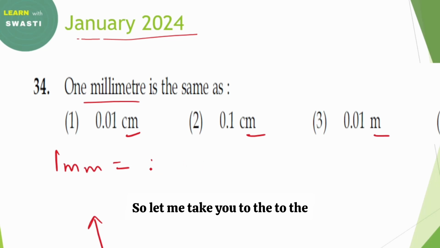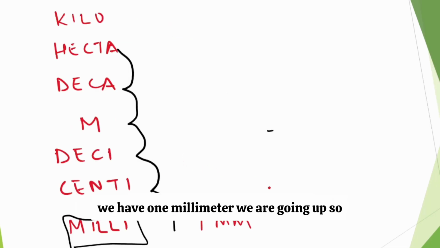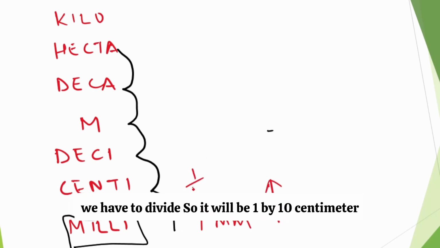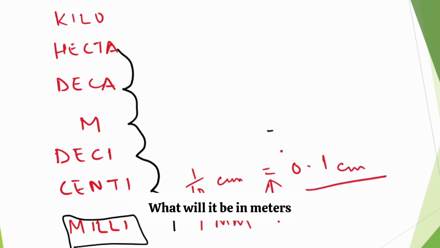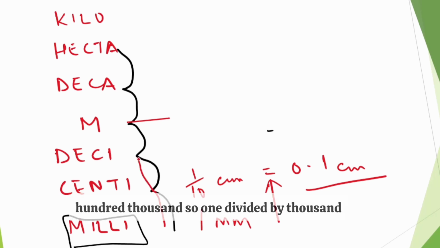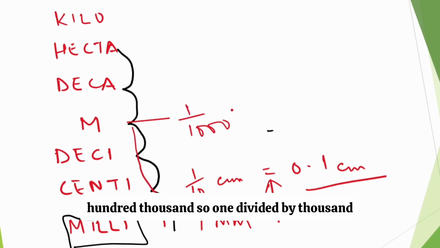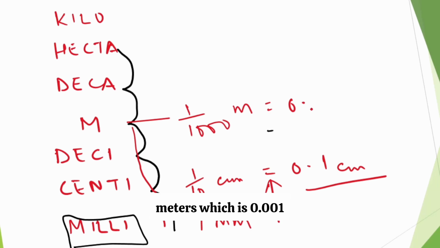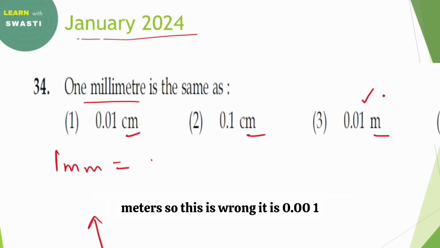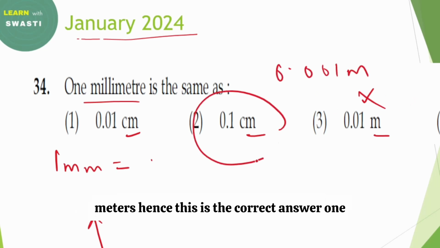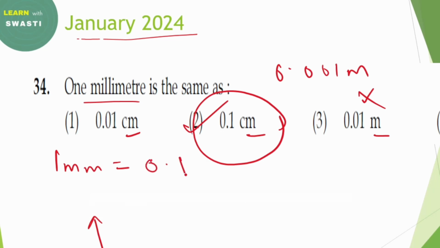So let me take you to what we had learnt out here, to the scale. So we have 1 millimeter. We are going up, so we have to divide. So it will be 1 by 10 centimeter. 1 by 10 centimeters is 0.1 centimeter. What will it be in meters? We will have to go up to here. So here I have to divide by 10, 100, 1000. So 1 divided by 1000 meters, which is 0.001. Let's see what the question says. It says 0.01 meters. So this is wrong. It is 0.001 meters. Hence, this is the correct answer: 1 millimeter is equal to 0.1 centimeter.